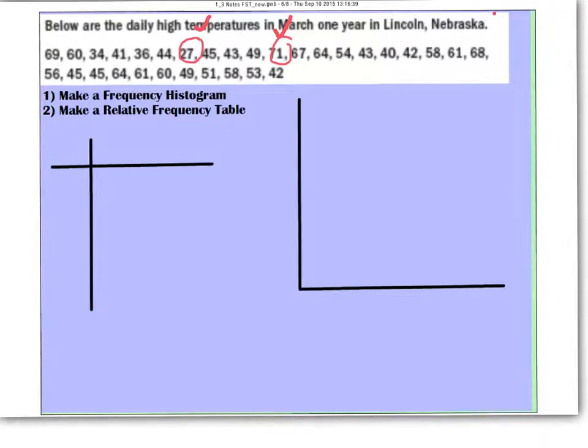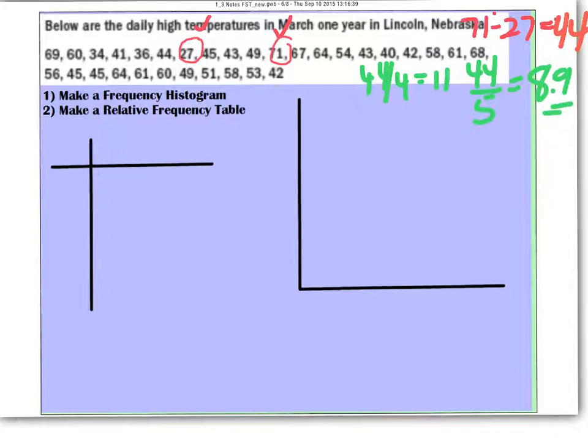So the range is going to be 71 minus 27, which is equal to 44. Now remember, we want to take 44 and make it into 5 to 10 bins. So what if we count by 4s? Well, if you do 44 divided by 4, you're going to get 11 bins, and that's too many bins. So what about 5? If we do 44 divided by 5, it's going to give us something around 8.9. So this is going to tell us about 9 bins. So let's go ahead and make 9 bins for our histogram.